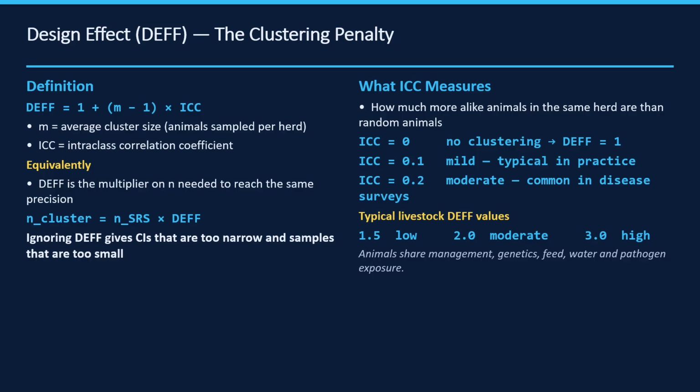Read the extremes with me. ICC of 0 means herd membership tells you nothing. DEFF is 1, no penalty. ICC of 0.1, which is very typical in practice with 20 animals per herd, gives a DEFF of 2.9. Typical livestock values run from about 1.5 for low clustering to 3 for high.